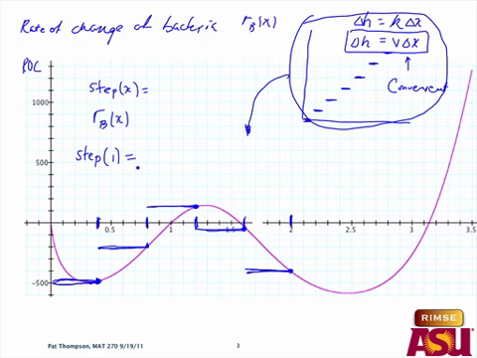We have it, RB of x. Okay, so then you just say RB of 0.4. She said step of 1 was RB of 0.4. Agree with that? What's RB of 0.4? Here's 0.4. RB of 0.4 is this value here. Is that what step of 1 is? What's step of 1?